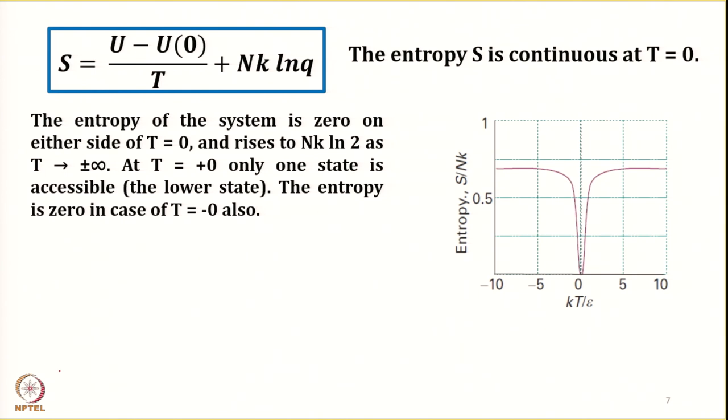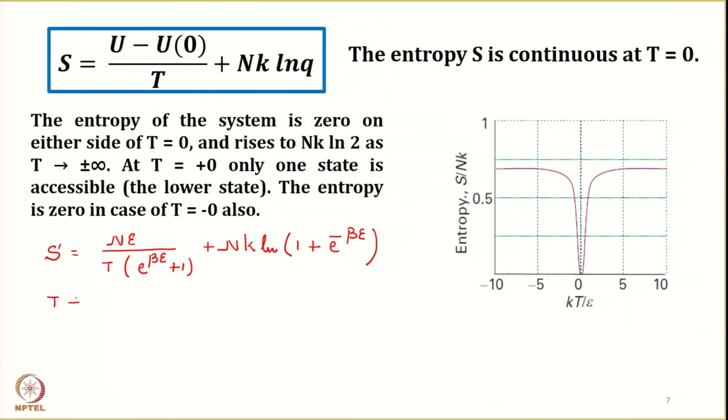And we can use the same expression that we derived for U minus U0. What we have, S is equal to U minus U0 by T, where U minus U0 is N e over exponential beta e plus 1, plus N k log q, where q is 1 plus exponential minus beta e. This is for a two-level system. We are talking about a two-level system. Here we see some continuity.